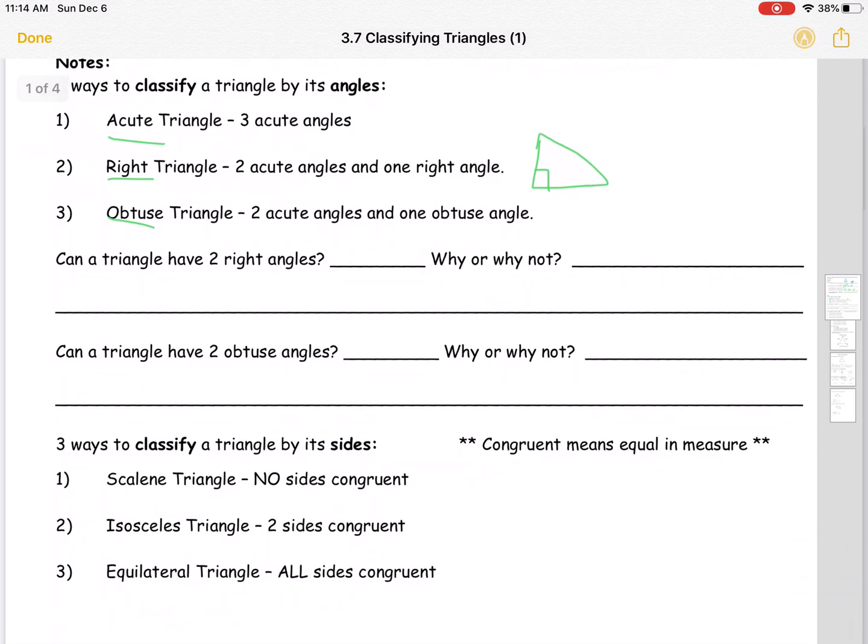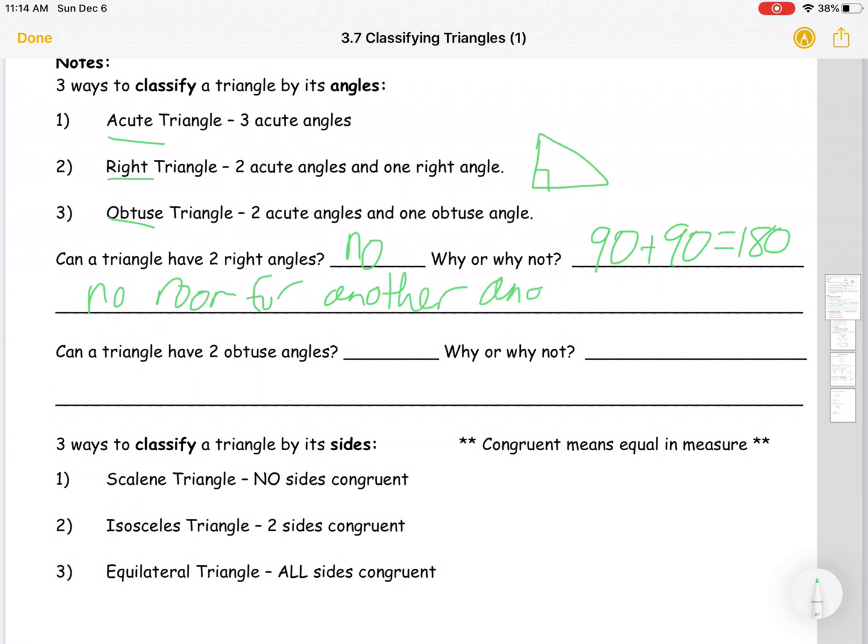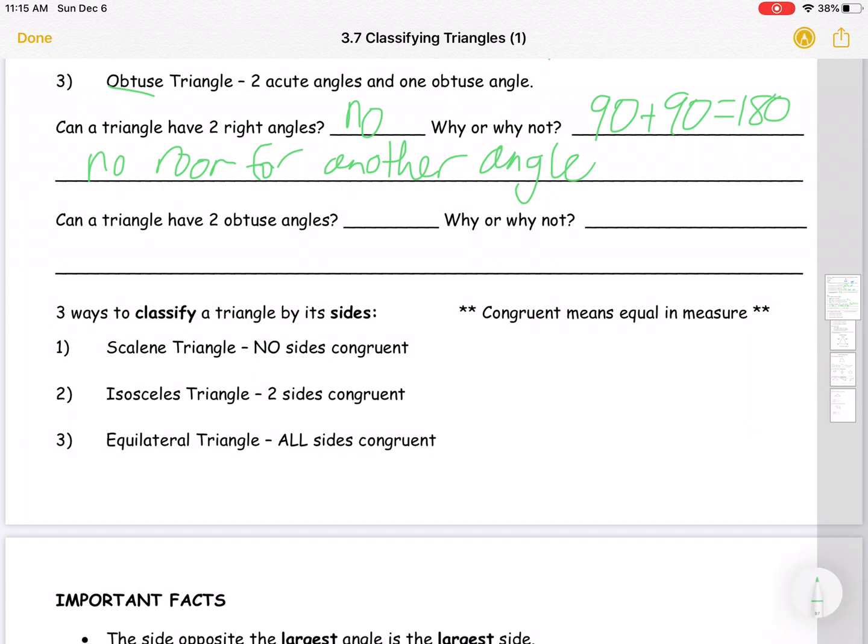So, can a triangle have 2 right angles? The answer is no. The reason is because if it had 2 right angles, it would add up to 180, and then there would be no room for another angle. Because, remember, the sum of all of our angles in a triangle is equal to 180. So if I have 2 right angles, then that doesn't leave me any space for any other angles.